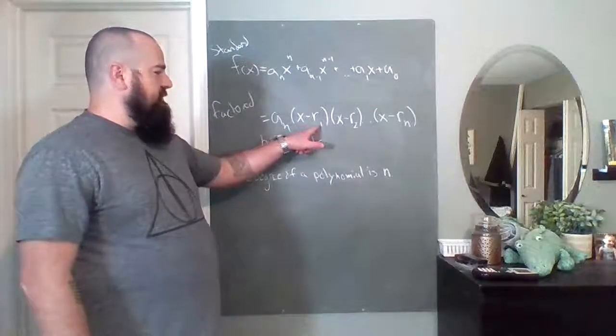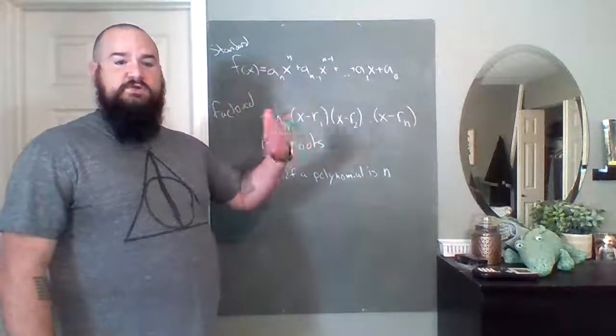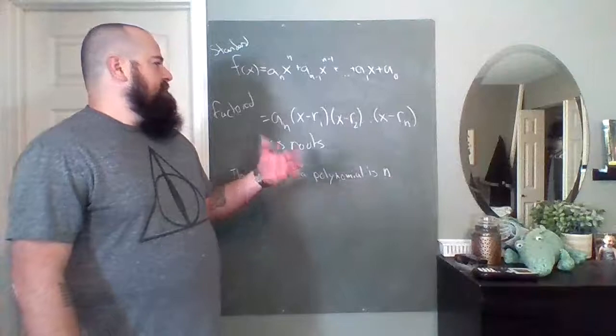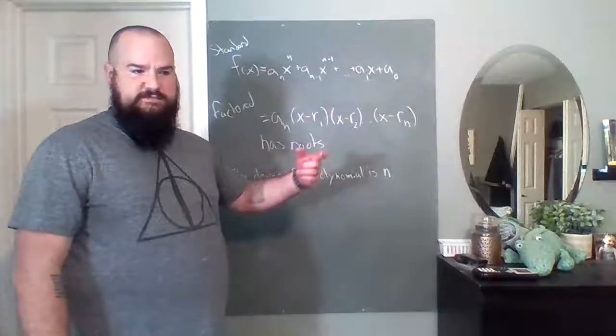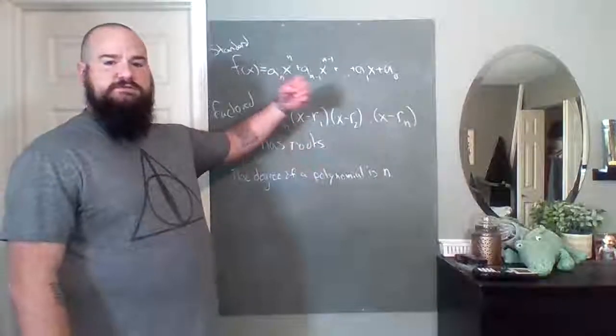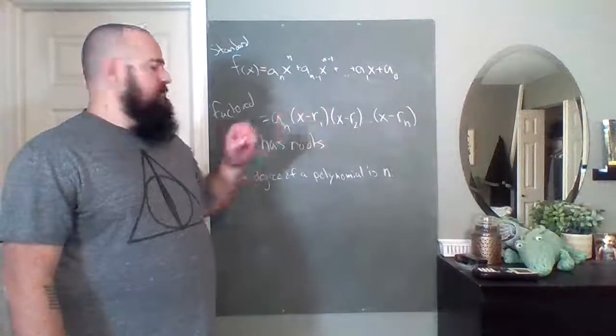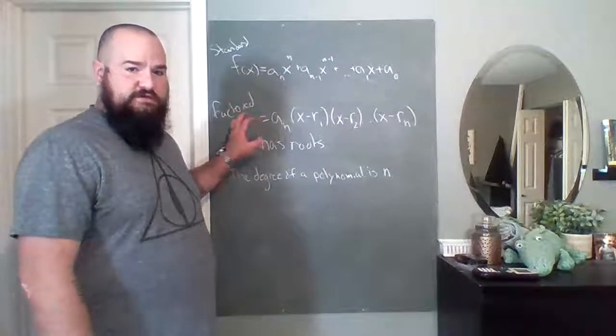You can have something like x minus 2, x minus 2. In other words, the root of 2 happens twice. In which case, we don't really write x minus 2, x minus 2, x minus 2, however many times. We would use exponents. And so you might see something like x minus 2 squared.